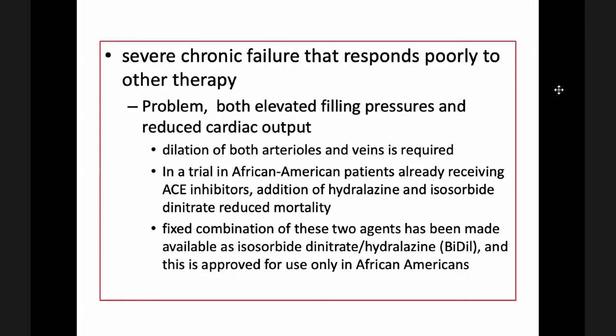In severe chronic failure that responds poorly to other therapy, you need to check the filling pressures. So there could be elevated filling pressures and reduced cardiac output. So you have to dilate both the arterioles and the veins. So balanced dilator. In a clinical trial among African American patients receiving ACE inhibitors, the addition of hydralazine and isosorbide dinitrate reduced mortality. So a fixed combination of these two agents has been made available as isosorbide dinitrate hydralazine, or your BiDil. And this is approved for use only in African Americans. But this is not available in the Philippines.